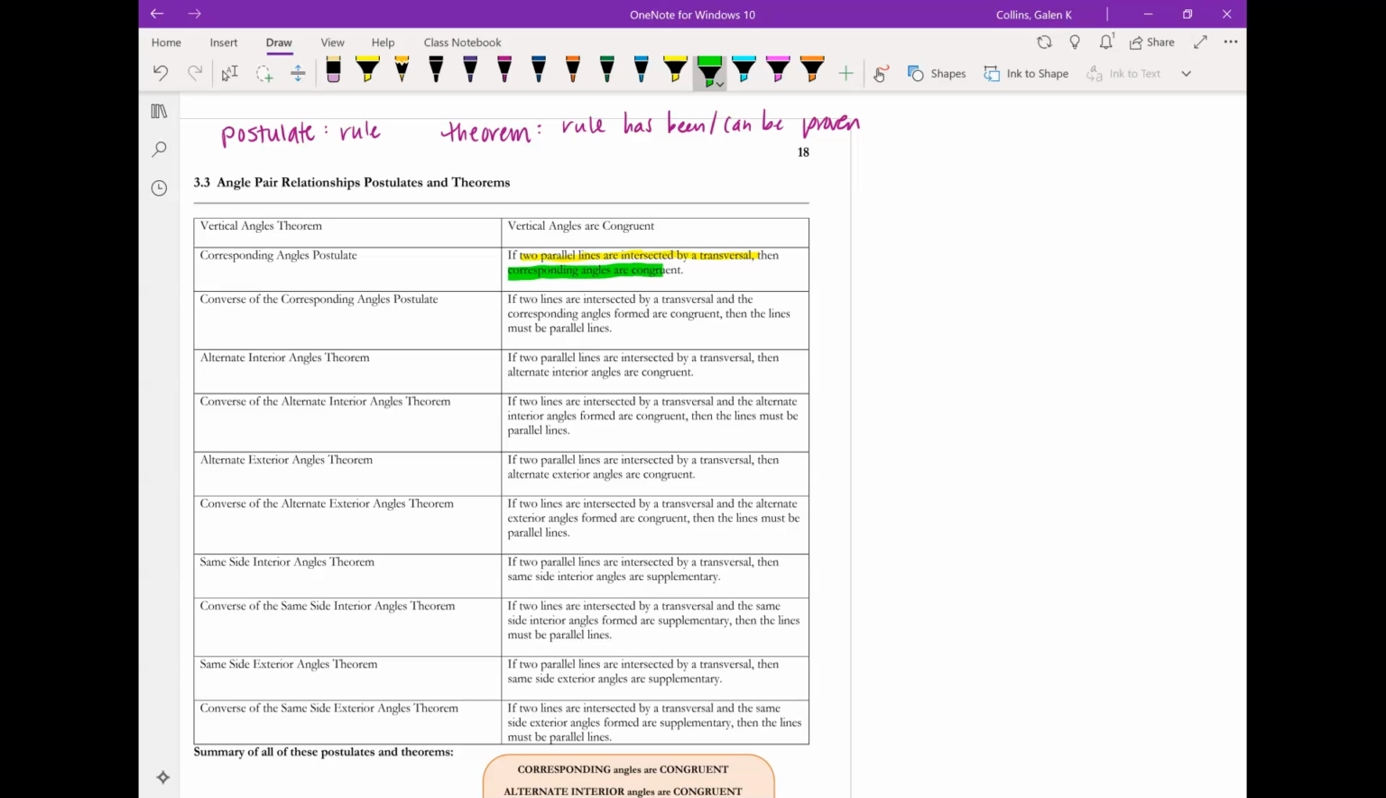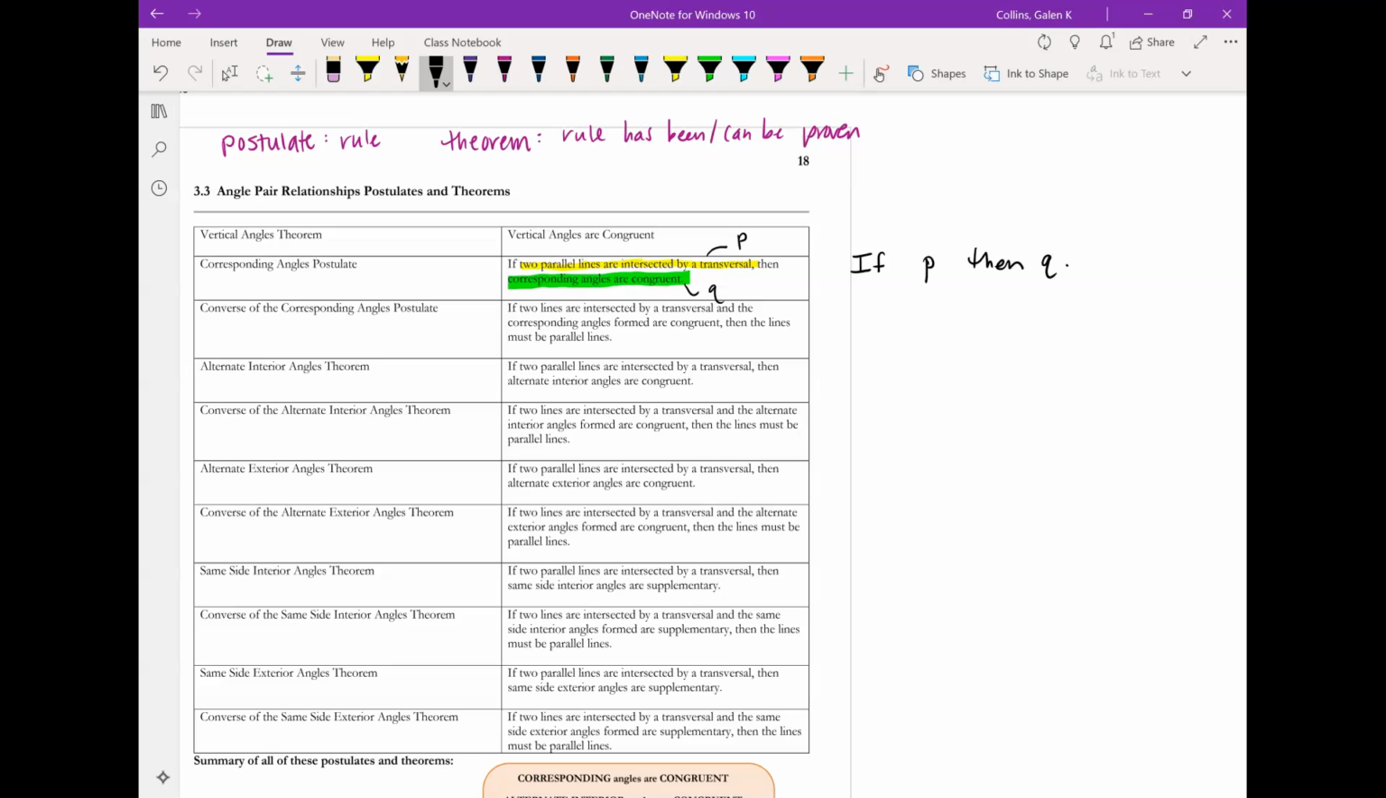corresponding angles are congruent. So this statement is written in the form of if, I'm going to call all this stuff P, then I'm going to call all this stuff Q. If P, then Q. This is what we call a conditional statement. It's a conditional statement, and in this case, P is what we call the hypothesis. Not quite what it means in science. And then Q is what we call the conclusion.